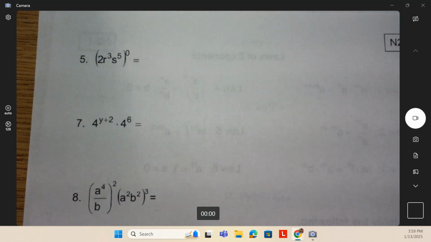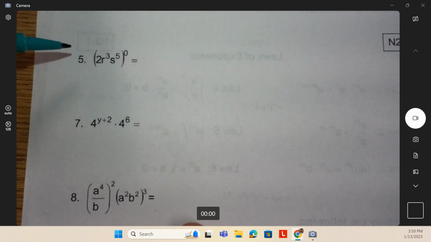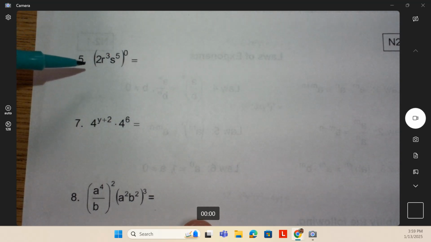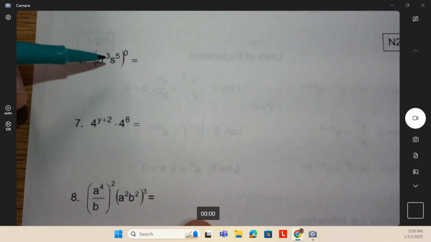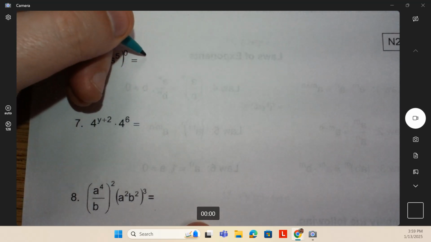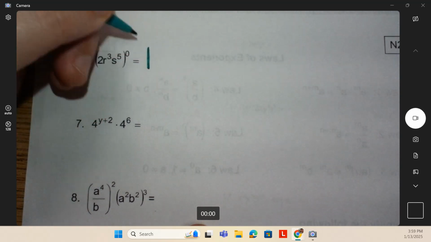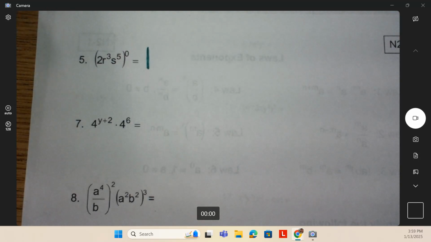Okay, and looking at the next side, I've got all this 2r cubed s to the 5th, but all that is to the 0 power. So I could say, well, that's 2 to the 0 power, r to the 3 times 0, which is 0, and 0. But what happens is everything ends up as 1. So my rule is anything to the 0 power is just going to be 1. So that's what I get there.